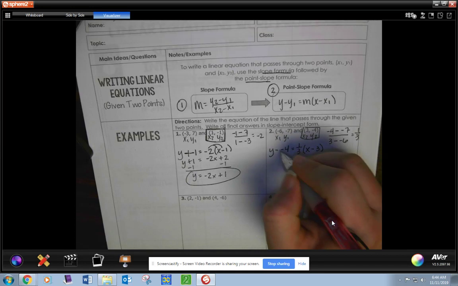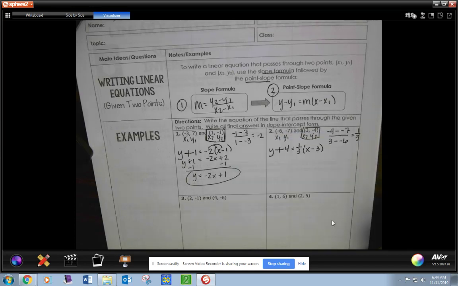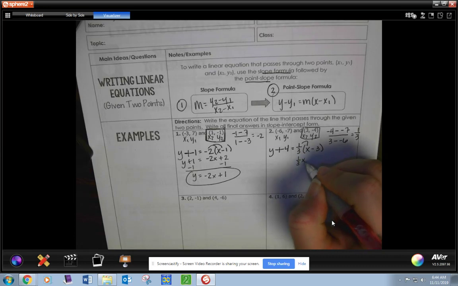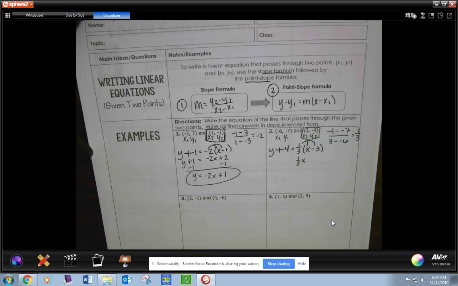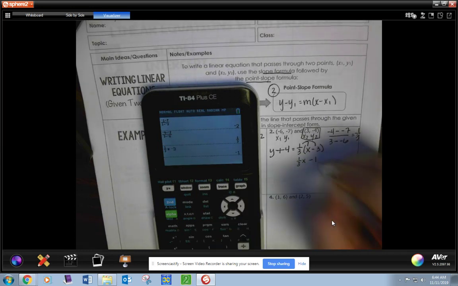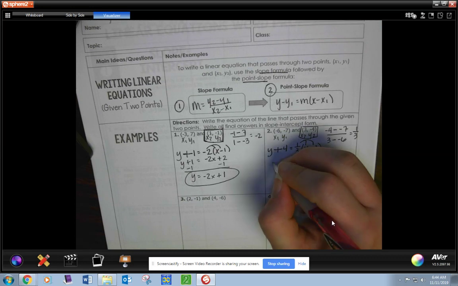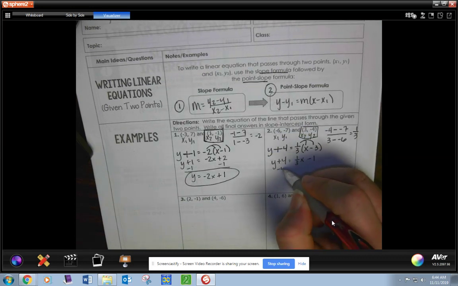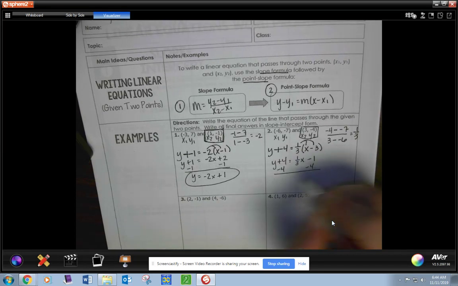First thing I do is fix those double negatives by connecting and making a plus. 1/3 times x is 1/3 x, and 1/3 times -3, if you need to do that in your calculator, should be -1. I'm going to bring down y plus 4 equals, and now to get y by itself, I just need to subtract the 4. That gives me y equals, your slope will not change, so 1/3 x, and a -1 and a -4 making -5.